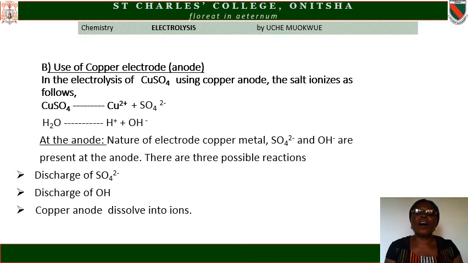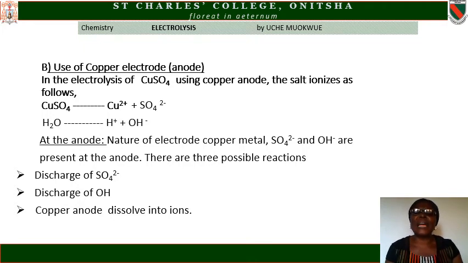The second stage of the electrolysis of copper 2 tetraoxosulphate 6 involves the use of copper electrode, meaning that the platinum or graphite electrode we used in the first electrolysis will now be removed and replaced with a copper electrode, and the copper should be at the anode. The salt ionizes as follows. Copper 2 tetraoxosulphate 6 ionizes into copper 2 ion and SO4 2- ion. The water ionizes into hydrogen ion and hydroxide ion.